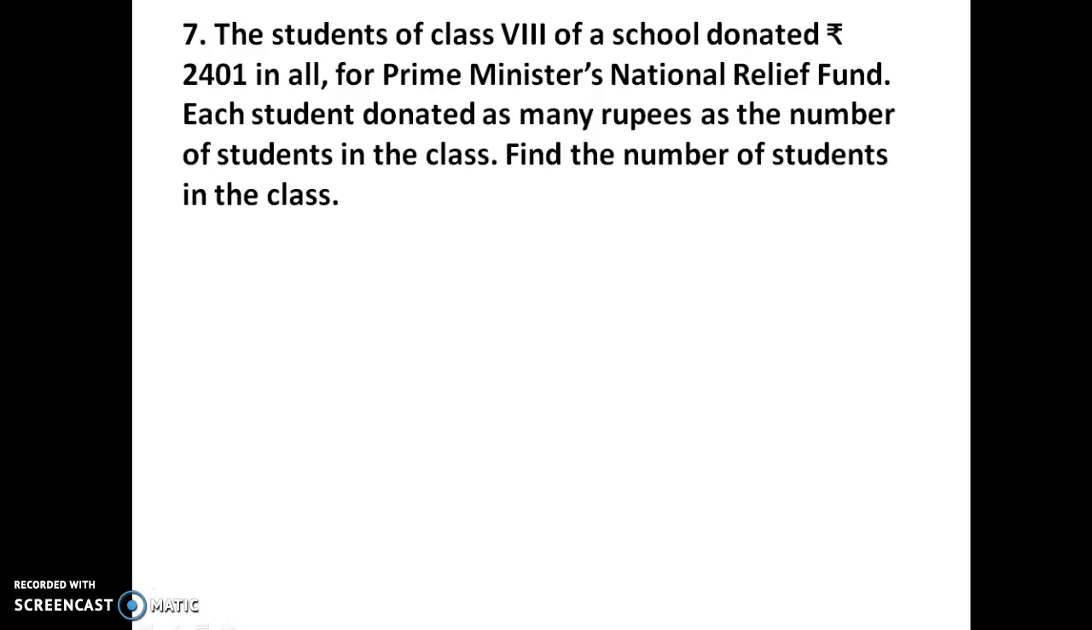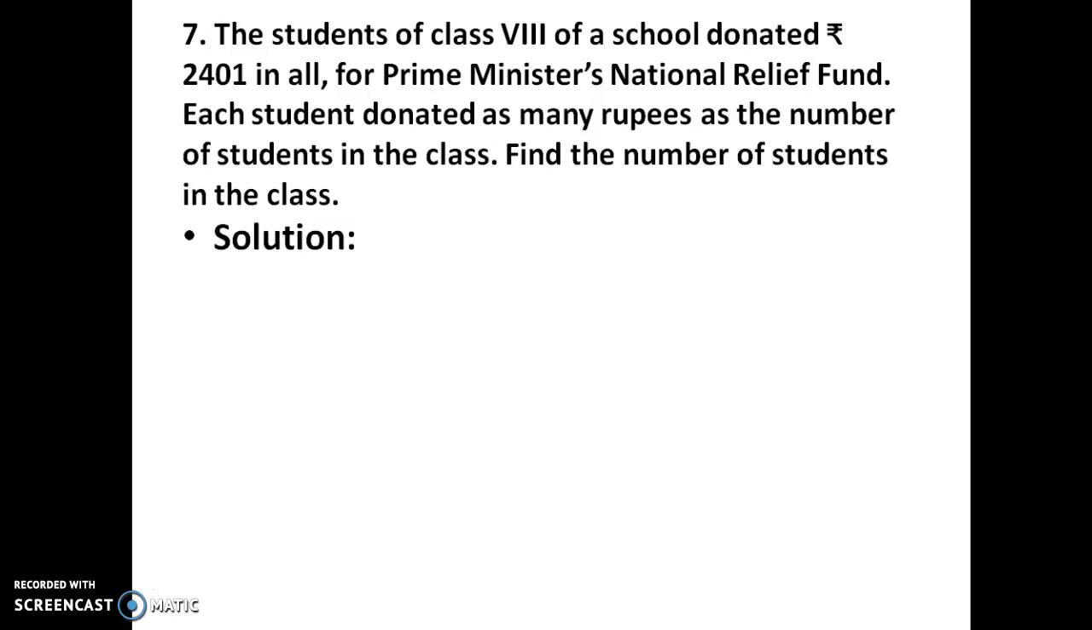Okay, so the final amount is given. We don't know the number of students or how much money each student paid. Those two numbers are the same: the number of students and the amount paid by each student. Suppose the number is A, then A square is going to be 2401. So in order to find the number A, what do you have to do?